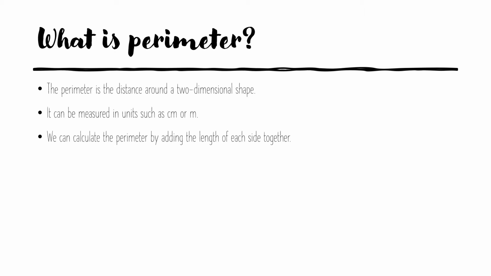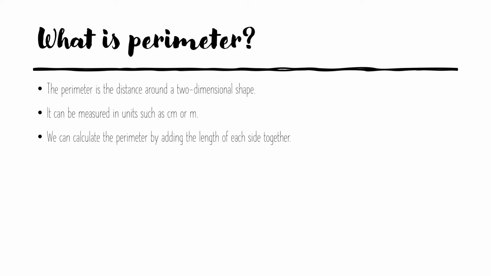What is perimeter? Perimeter is the distance around a two-dimensional shape. So those 2D shapes, those shapes that are as flat as a pancake, which we might say. It can be measured in units such as centimetres or metres, or even kilometres, millimetres, miles, those units of measurement that we use to measure length.